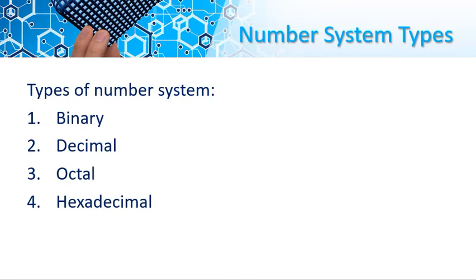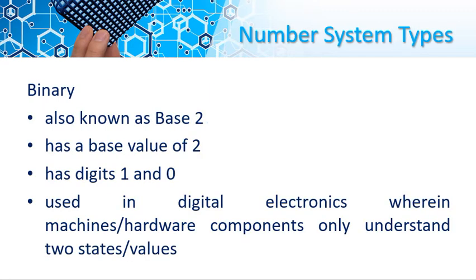So we have four types of number system: the binary, which is base 2, the decimal, which is base 10, octal, which is base 8, and hexadecimal, base 16. By definition, class, binary, also called base 2, has a base value of 2. So it has only 2 values or 2 digits, the 1 and 0. This is what the computer understands, the binary.